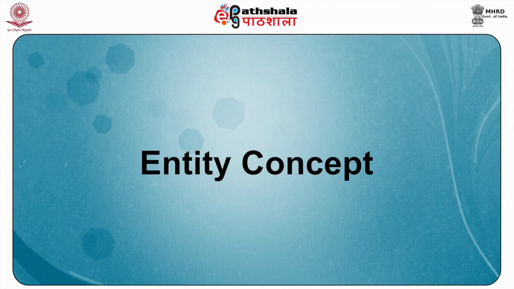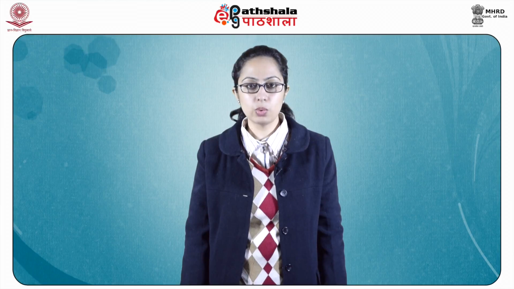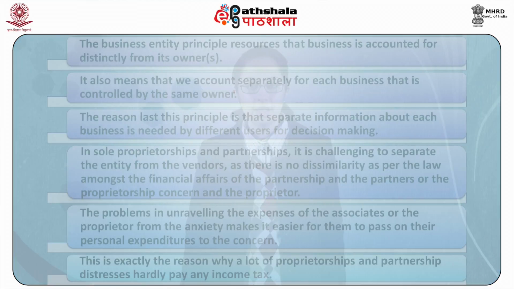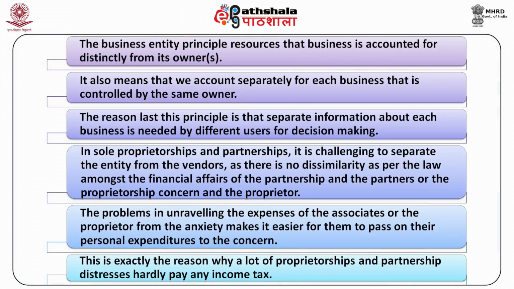Moving on to the entity concept. Accounts can only be kept for entities which are distinct from the persons who are associated with these entities. The business entity principle means that the business is accounted for separately from its owners. It also means that we account separately for each business that is controlled by the same owner. The reason behind this principle is that separate information about each business is needed by different users for decision making.